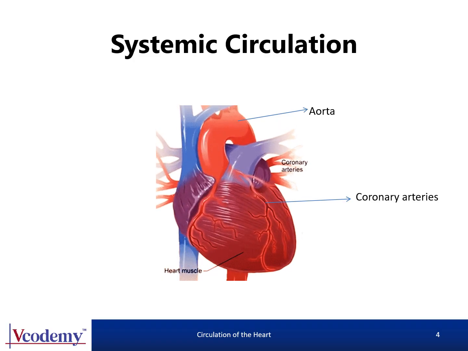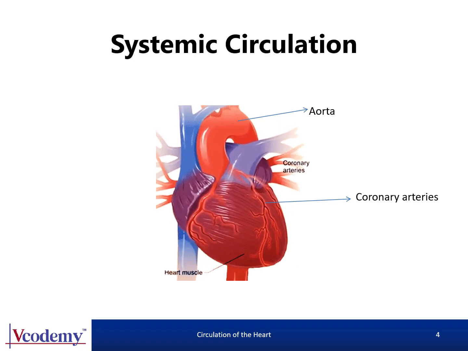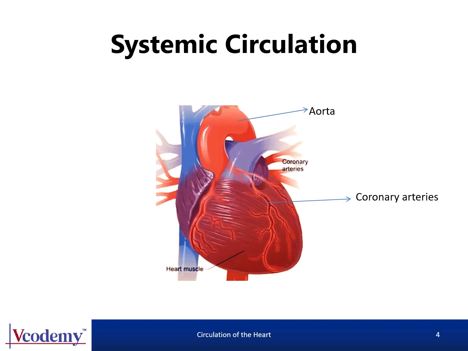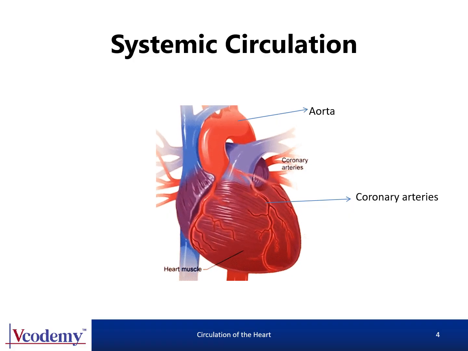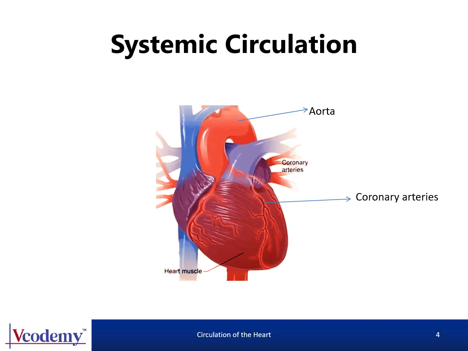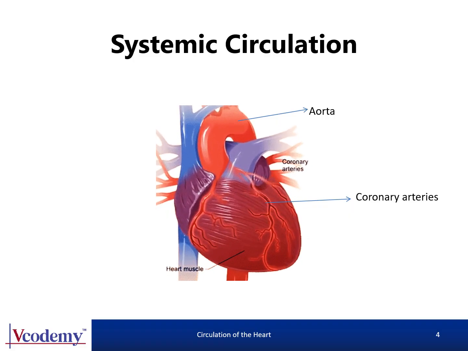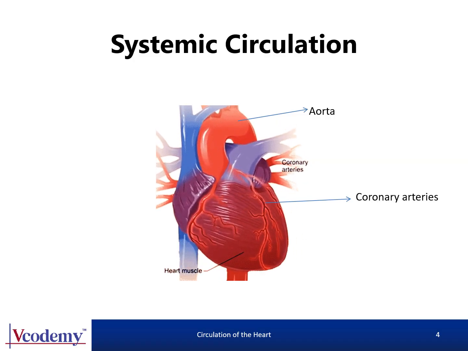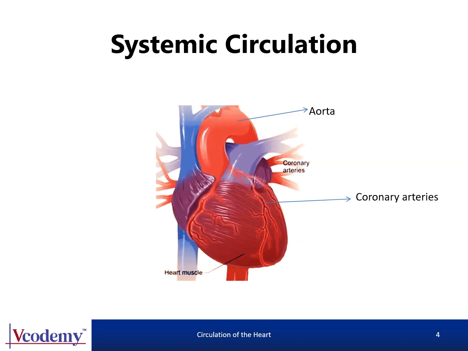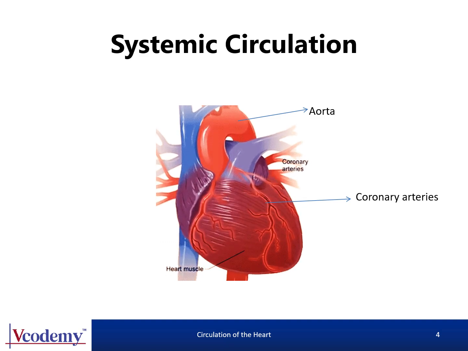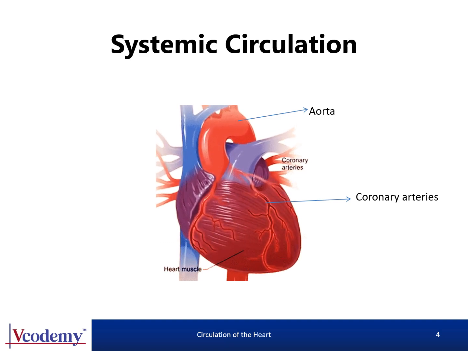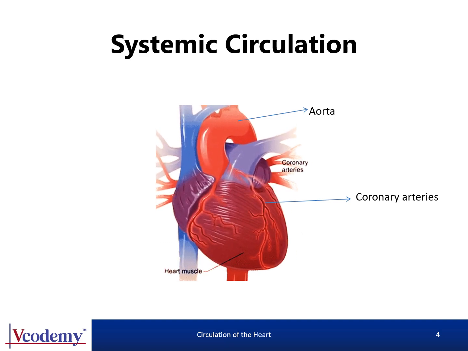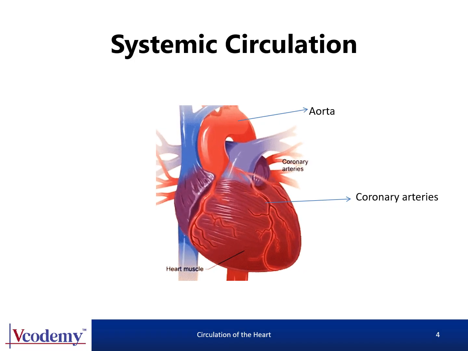So you can see the systemic circulation. In the systemic loop, what happens is the oxygenated blood is pumped from the left ventricle of the heart through the aorta throughout the body. So you will wonder how does the heart itself receive the fresh, oxygenated blood supply?